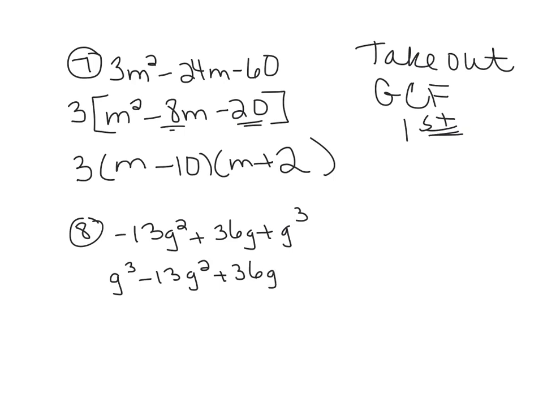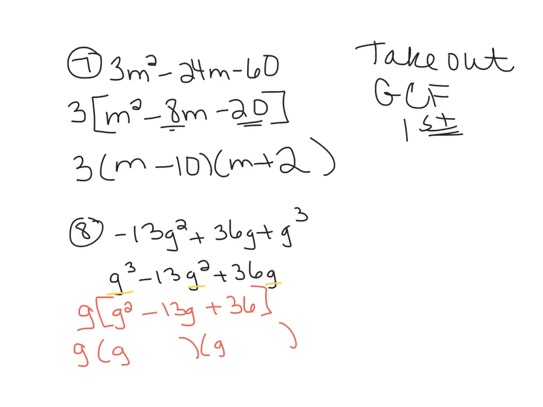Now again, you should look at the three terms and you should right away notice, oh my goodness, I have a greatest common factor I should take out. Take out the g. G squared minus 13g plus 36. All right, so then you need a g. Now let's strategically think about this. To get a positive 36, they either have to be both positive or both negative. However, in order to get a negative here, you need them to be negatives.